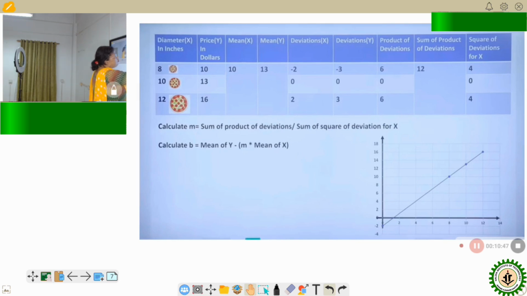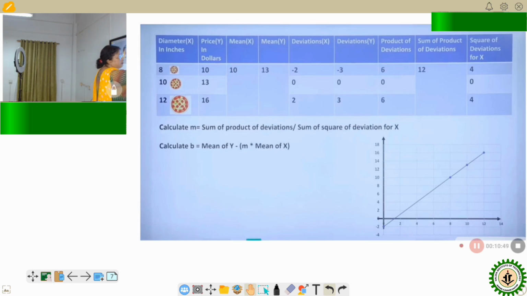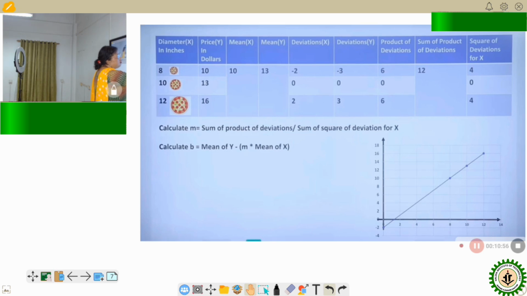Minus 2 into minus 3 equals 6. Minus minus is equal to plus. 0 into 0 equals 0. 2 into 3 equals 6. This is the product of deviation. We can calculate the product of deviation.